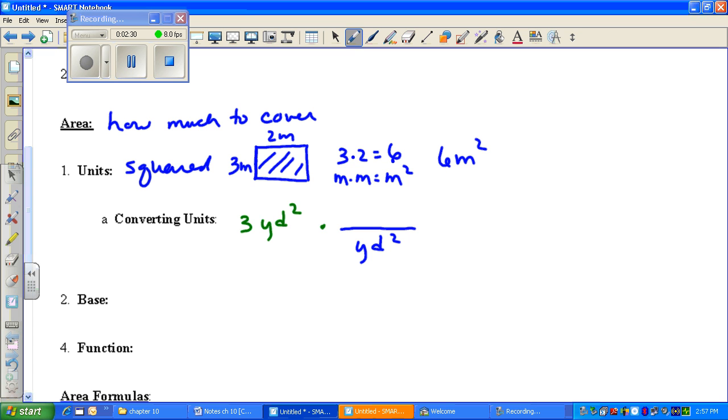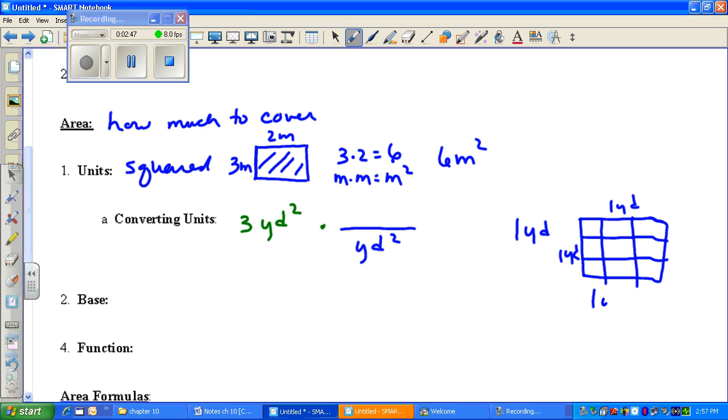But we need to make sure that if I have 1 yard squared, that's 1 by 1 yard. This is 1 yard. This is 1 yard. But if I'm looking at feet, in this yard, there are 3 feet. And in this yard, there are 3 feet. So in 1 yard squared, there are 9 feet squared. And so you have to be really careful of now that you're in a two-dimensional shape instead of a one-dimensional.